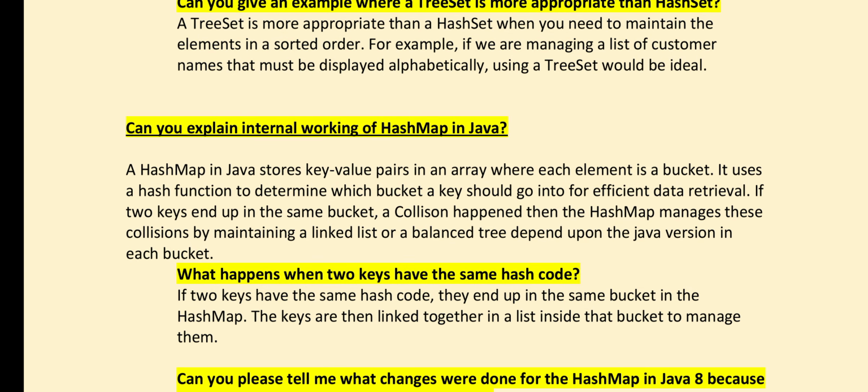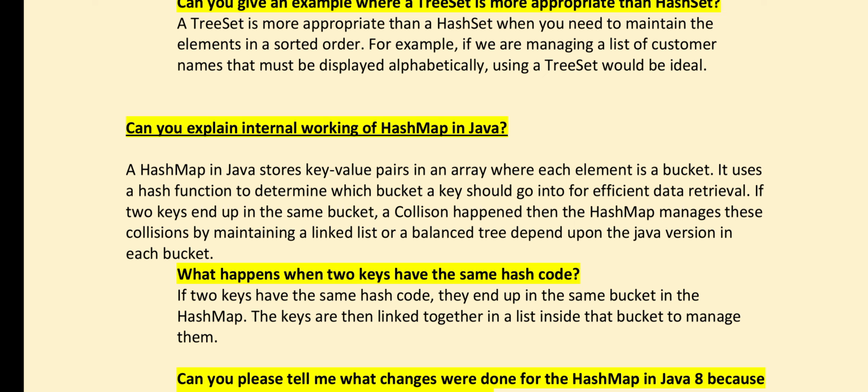Can you explain the internal working of a HashMap in Java? A HashMap in Java stores key value pairs in an array where each element is a bucket. It uses a hash function to determine which bucket a key should go into for efficient data retrieval. If two keys end up in the same bucket, a collision has happened, and the HashMap manages these collisions by maintaining a linked list or a balanced tree, depending on the Java version, in each bucket.